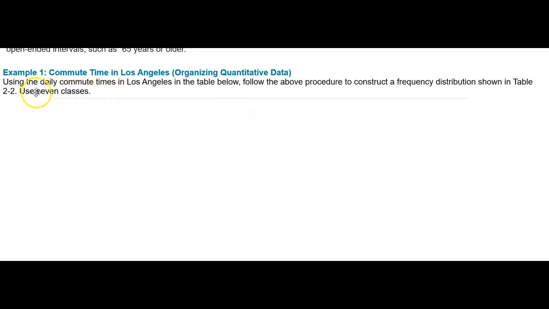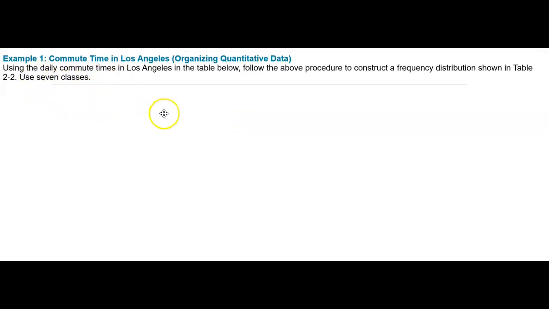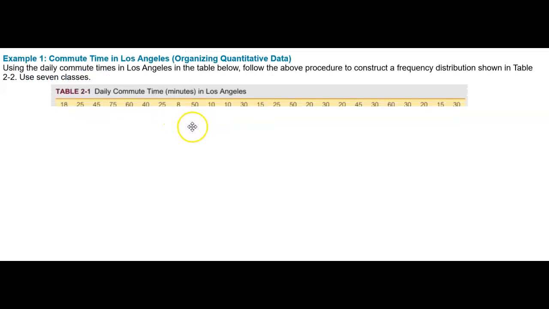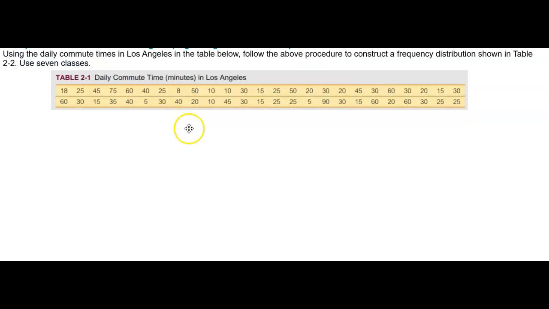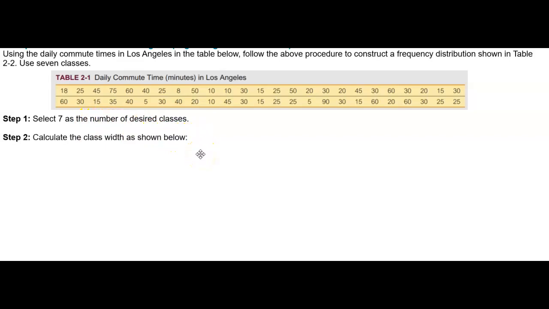And here it says to use 7 classes. So they're telling us how many classes to use for this particular problem. Okay, so here is our data. So this was the data that was given. Okay, so it says select 7 as the number of desired classes. So if it's telling us that 7 is the number of desired classes, now we need to figure out how to calculate the class width.